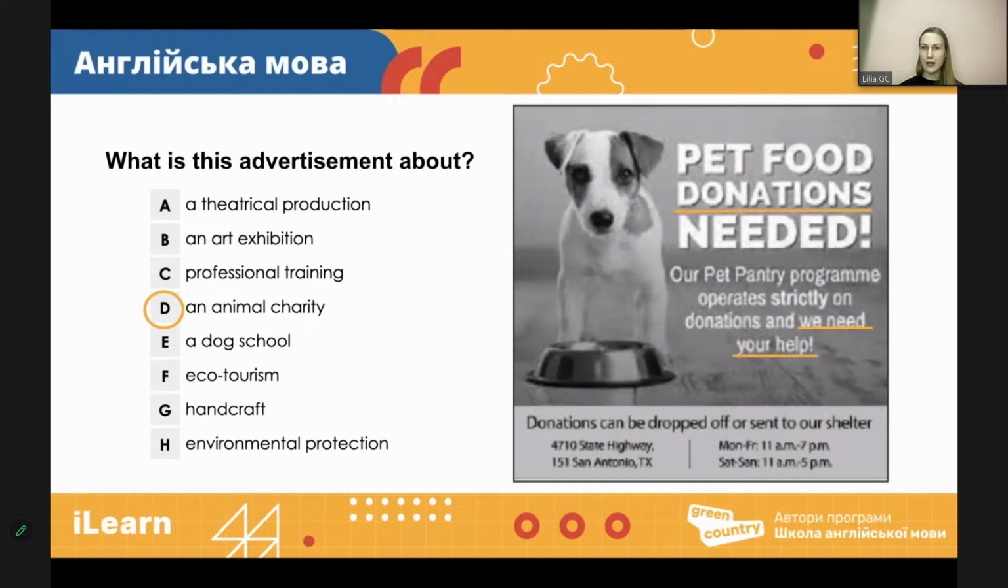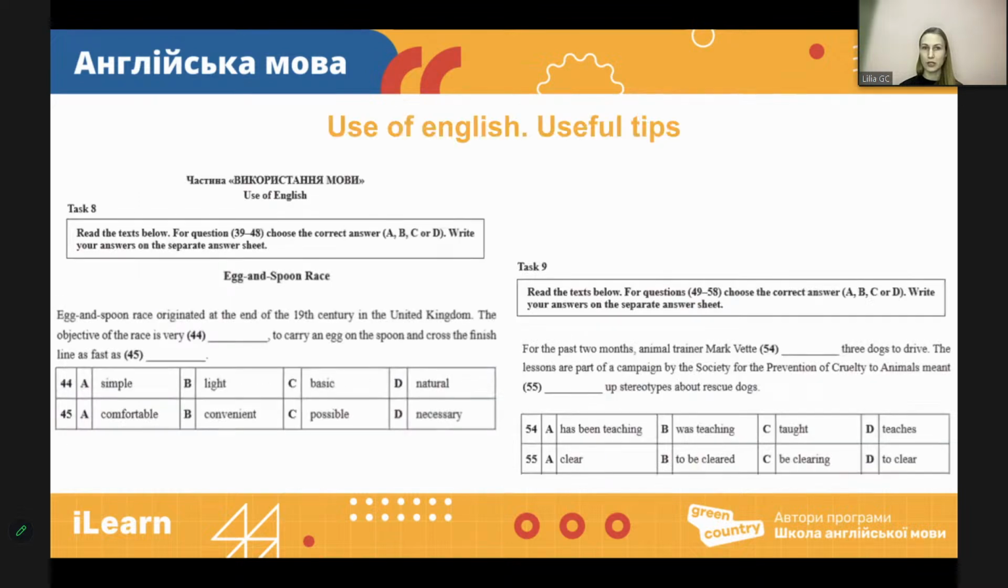We need your help. So it's not a dog school. They need our help. And our shelter, so typically shelter is some charity place for dogs. Good job. So done. Now I would like to introduce you some use of English tasks.